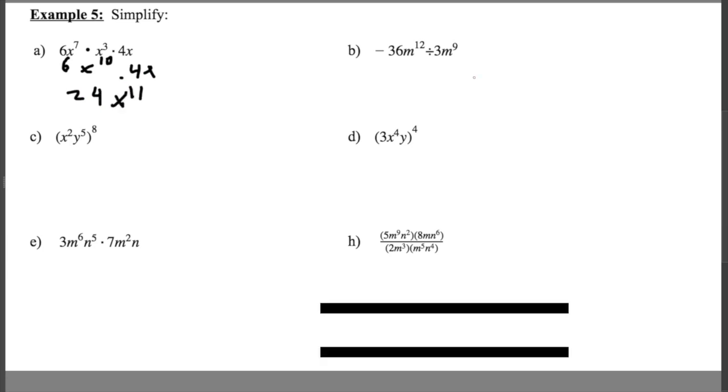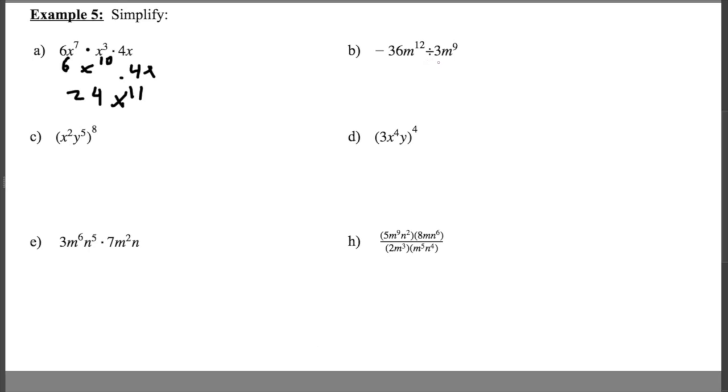For b here, we have negative 36 divided by 3, and then we also have m to the power 12 divided by m to the power 9. So using the division rule, we're going to be subtracting these exponents. So first do the coefficients, so negative 36 and 3. So this should become negative 12. And then m to the power of 3.